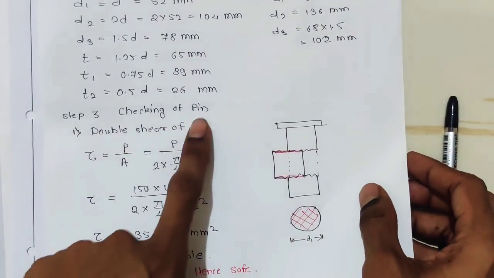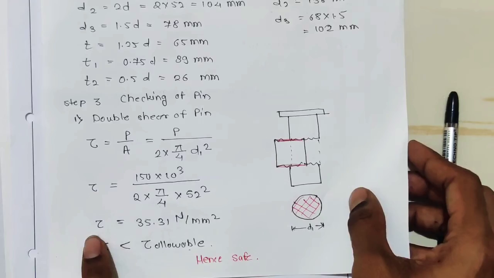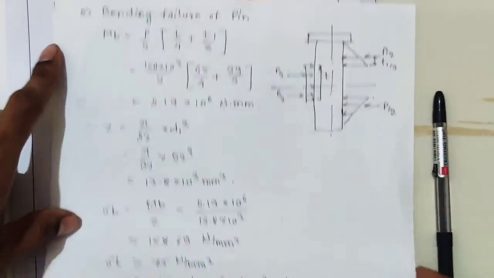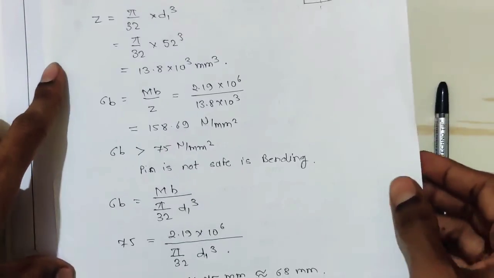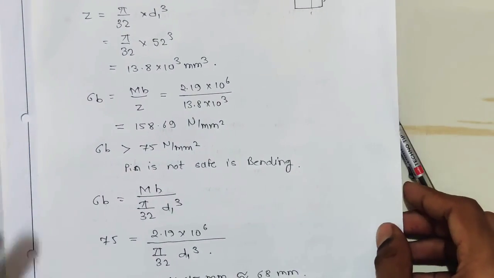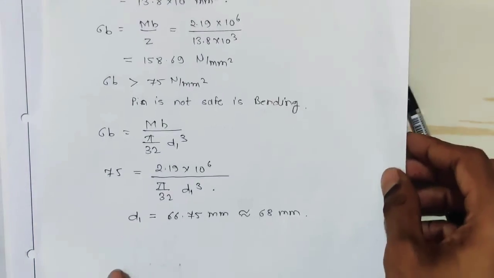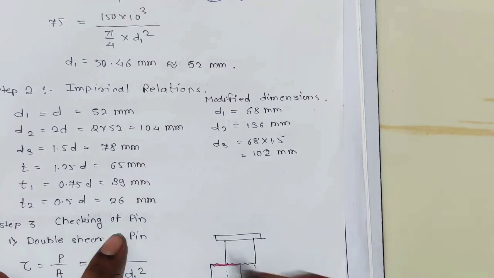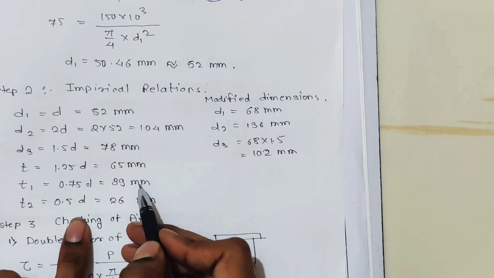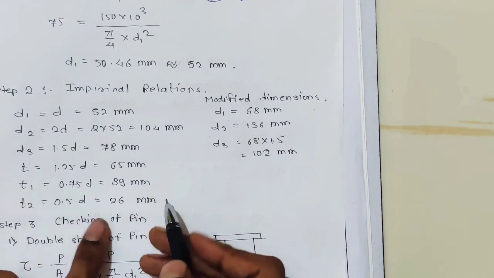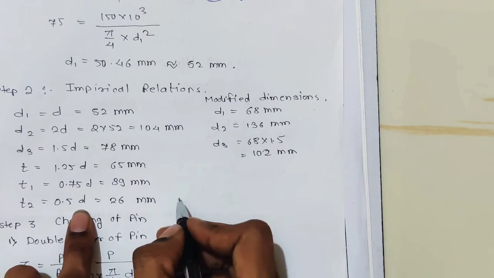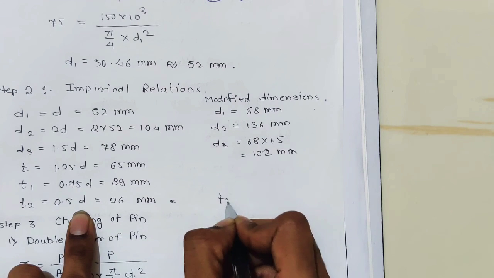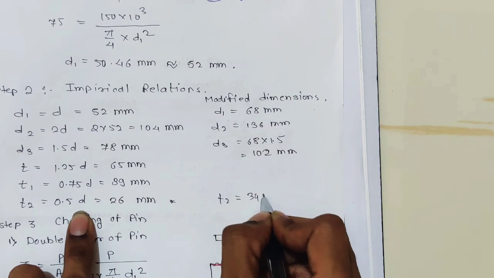Then you will go for checking of pin, find the shear stress, double shear stress. After that bending of pin. Most of the time the pin is going to fail in bending, so you have to find the new diameter, then this dimension will be modified. T2 also modifies. Don't modify T1 and T. You can modify T2, it is again 0.5 into D, so it is 30. So you can see T2 is equal to 34 mm.